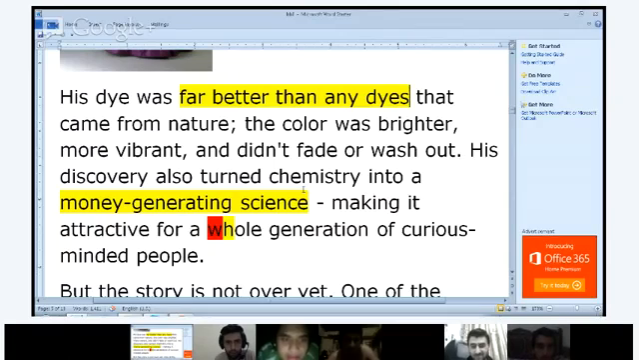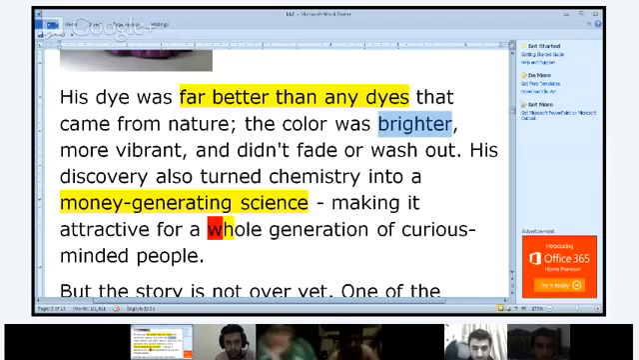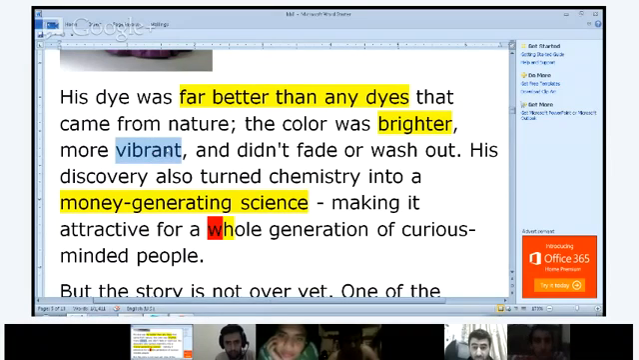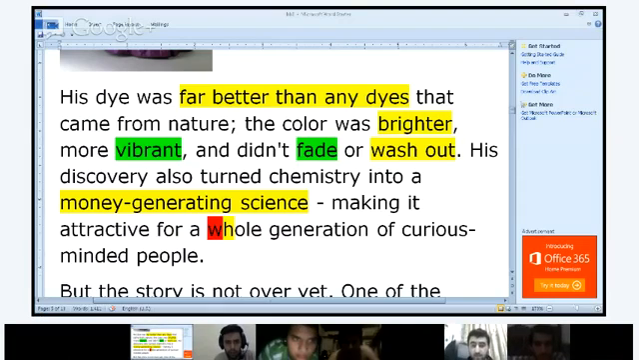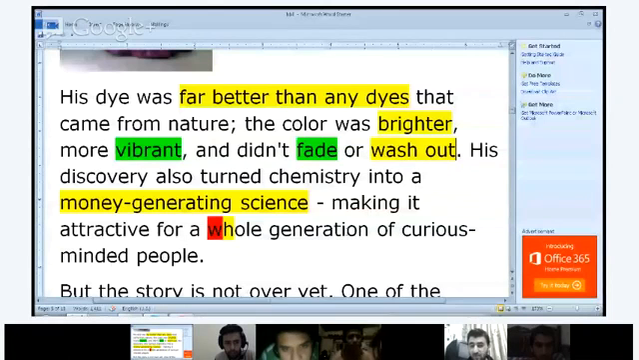Because his dye was far better than any of the natural dyes. It was brighter, it was more vibrant, which means it had more color. It was a richer color, and it did not fade. Do people know what fade is? Or it did not wash out. What does it mean? The color doesn't fall off. Yes, right. It stays strong. If you have a T-shirt and wash it lots of times, the blue becomes lighter. So it stays strong. It doesn't become weak. The color stays strong. It doesn't fade.